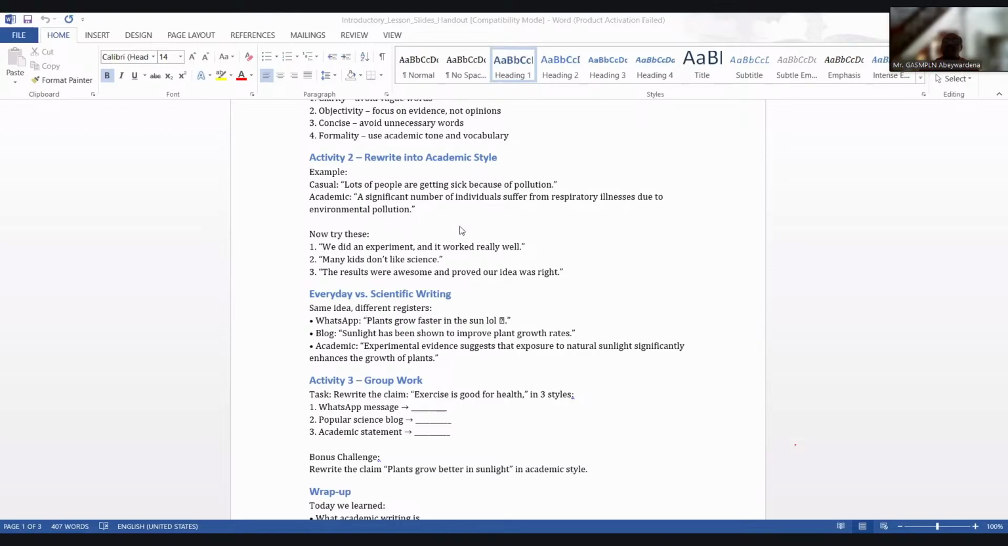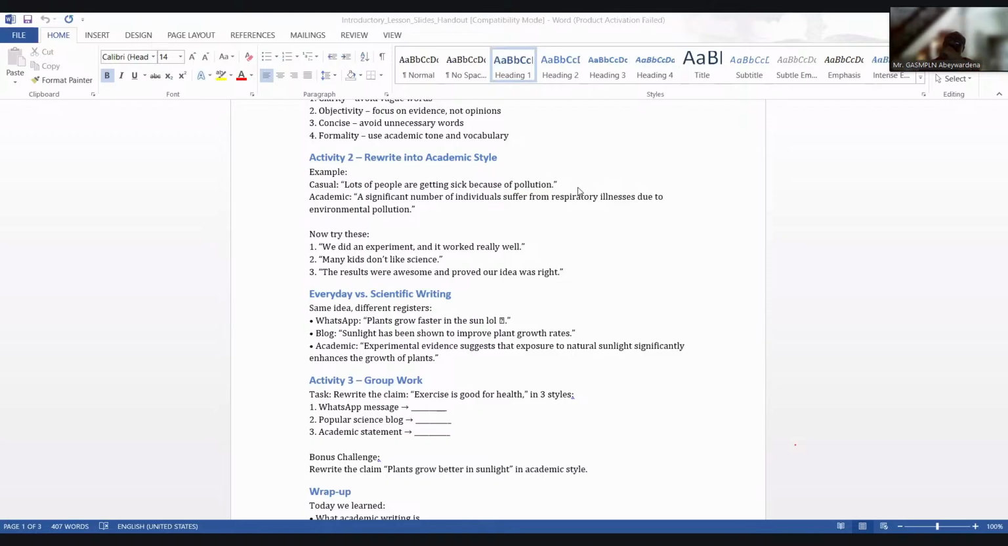Right? But it is clearly expressed in academic writing. Suffer from respiratory illnesses. Illnesses related to your respiratory, the pulmonary system. Due to, because of: because of is casual, due to is academic. Right? Environmental pollution. Here there is pollution. Right? We can understand it. When you look at the casual idea, it is understood that pollution, but once again, it is subjective. What kind of pollution is it?